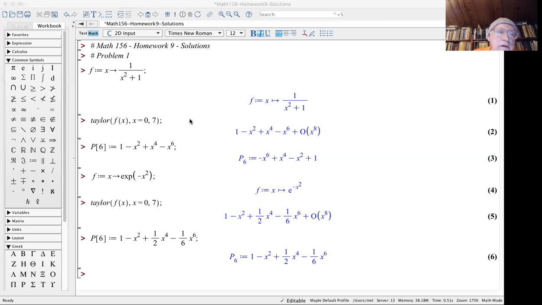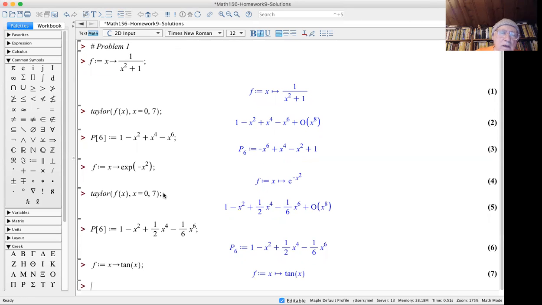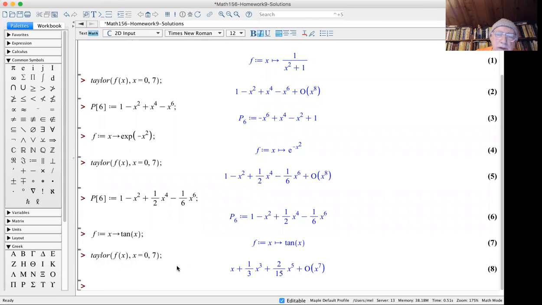And in the third case, we're looking at the tangent of x. So f is equal to x goes to tangent of x. And again, it's the same command. And this is what the Taylor polynomial of degree 6 looks like.